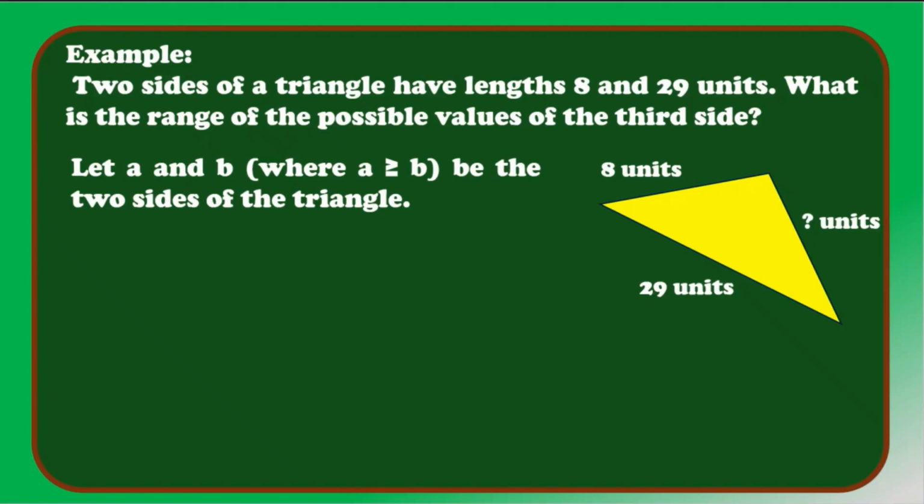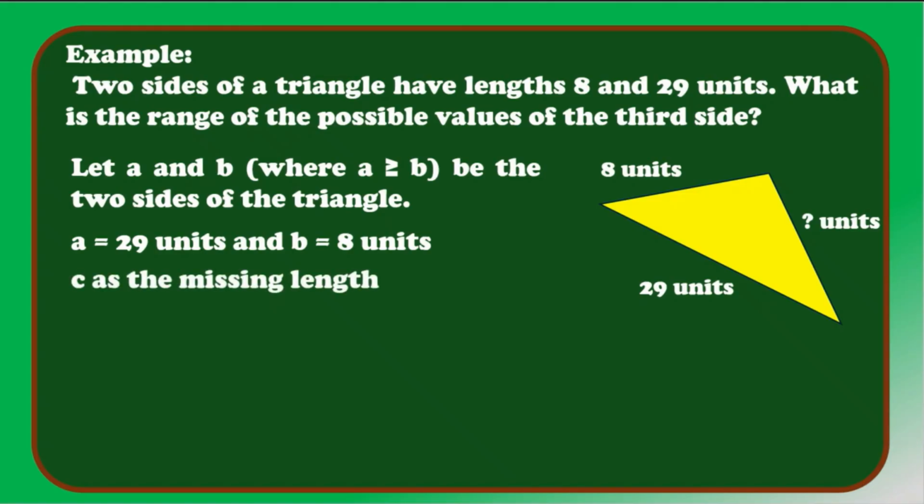So let A and B be the two sides of the triangle. And let's follow the condition that A must always be greater than or equal to B. Obviously, based on our given, A will be equal to 29 units. That is greater than the second side with only 8 units of length. So that will become our B. Okay? And of course, we don't have the length for our left side, so we're going to use C for it.